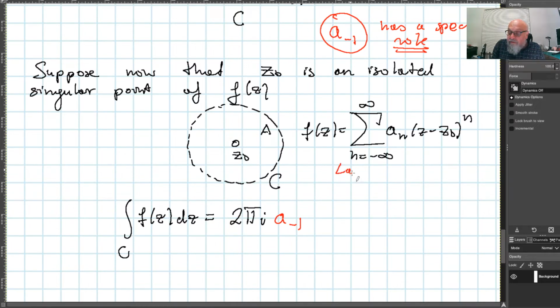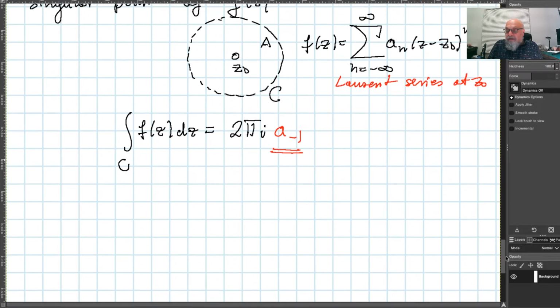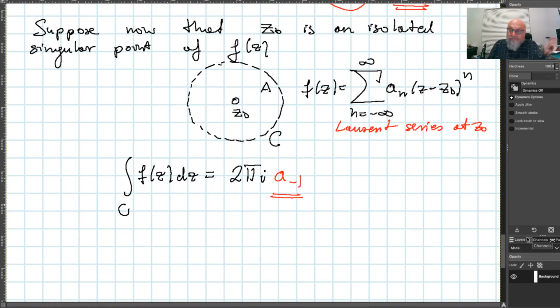This is a Laurent series at z0. So therefore, look, this is an important element and important information about the function. It allows us to compute this integral, and we give a name to it. So put it like this: definition and notation.